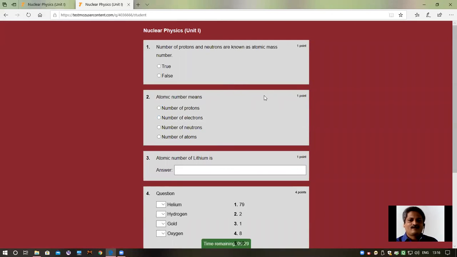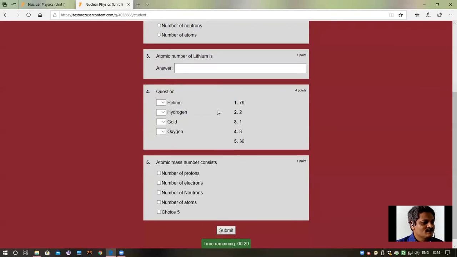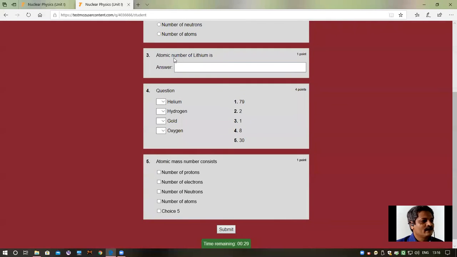As a student, I am going to solve these questions. Questions get shuffled. We have to solve this first. Number of protons and neutrons are known as atomic mass number. True. Atomic number means number of protons. Atomic number of lithium is 3. I type here in digit 3.